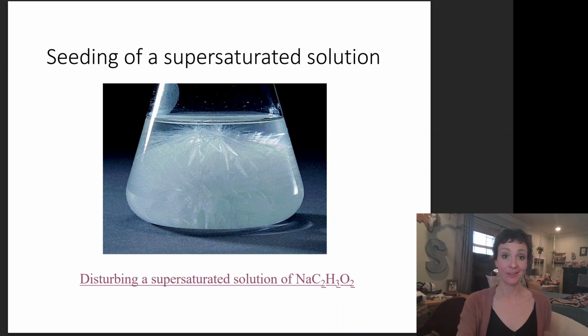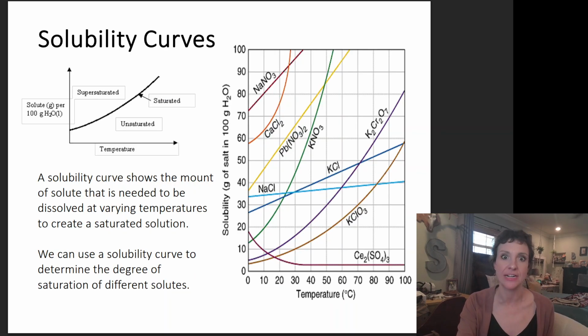So as you can tell, creating a supersaturated solution is a very, very unique, not super common thing that we're going to get typically in our normal everyday lives. But it is when you have a lot more solute dissolved in a solvent than you should be able to have. So let's unpack these solubility curves a little bit more, okay?